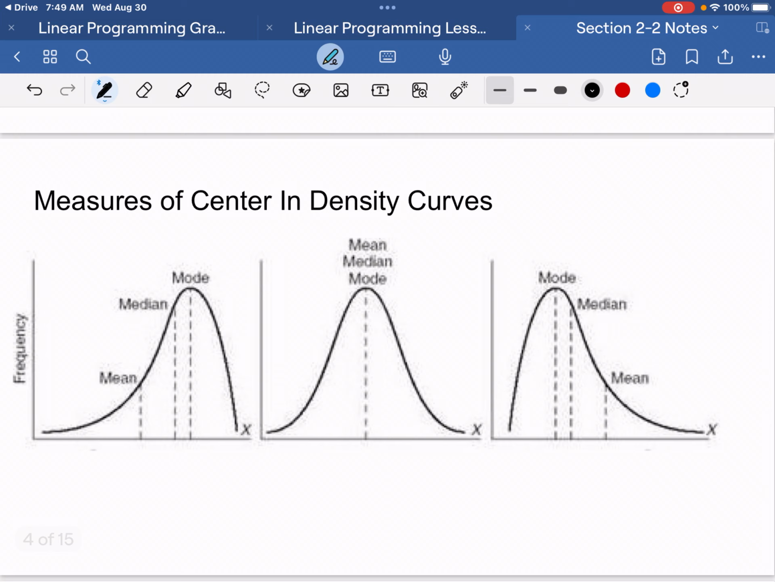Now, when you see a density curve, make sure that you kind of understand this slide. Remember from middle school, the mode is the most frequently occurring number.